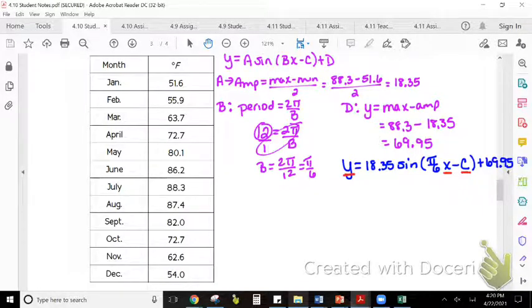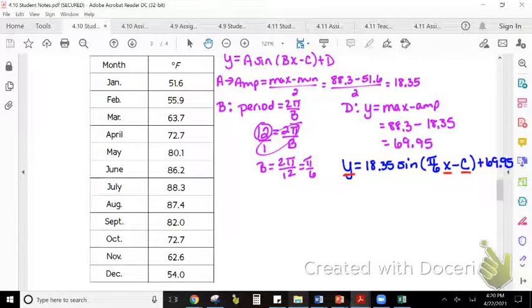Now, we can't do this one like we did back in 4.6 and 4.7 because the data is just really, it's not nice, perfect, and pretty, okay? So therefore, we can't just draw our midline across, which, where is 69.95 exactly? You know, so we can't just draw a midline across and try to figure out where C could be.